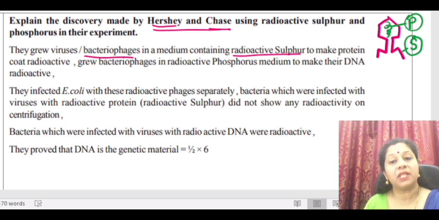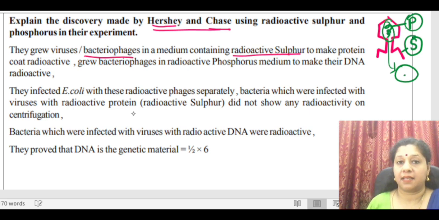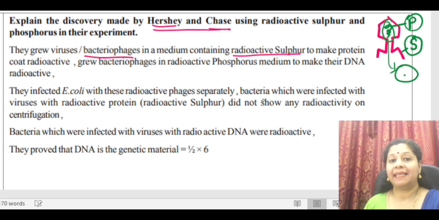Then later they saw which is going inside and making the bacteria radioactive. If it was the phosphorus found in the bacteria, then DNA was making it radioactive. So they grew bacteriophages in a medium containing radioactive sulfur to make the protein radioactive, and grew bacteriophages in radioactive phosphorus medium to make the DNA radioactive. Then they allowed the bacteriophages to infect Escherichia coli with these radioactive phages separately. And once the bacteria were infected by the viruses, what did they do? They blended the mixture so that the protein coat would be removed.